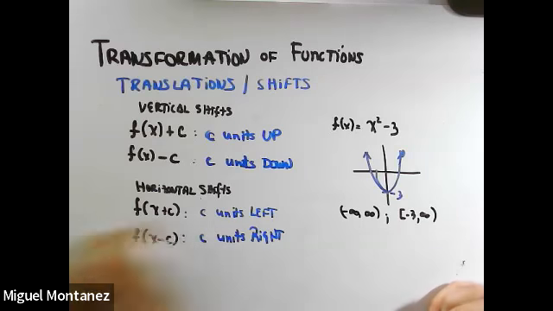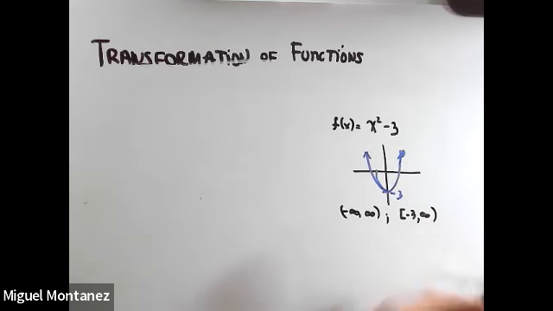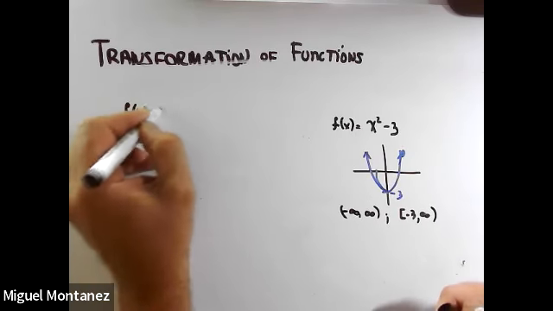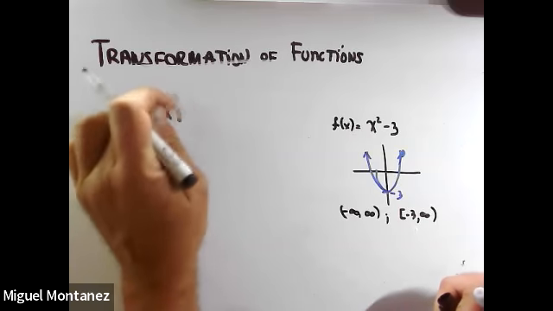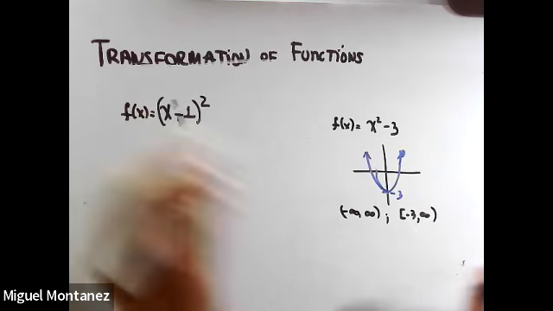Okay. Let me erase the summary here. So what if I have the following, folks? What if I have f of x equals x cubed times (x minus 1) squared?